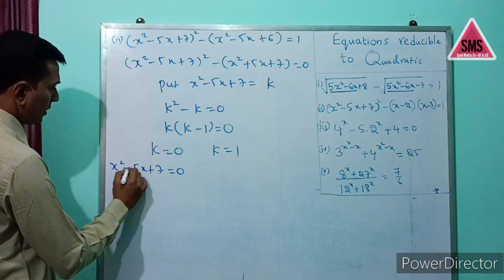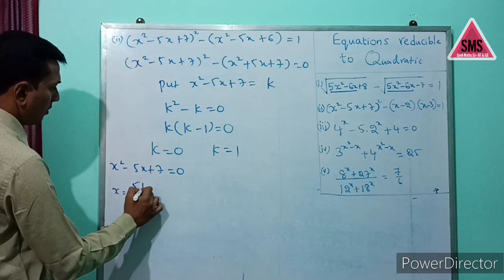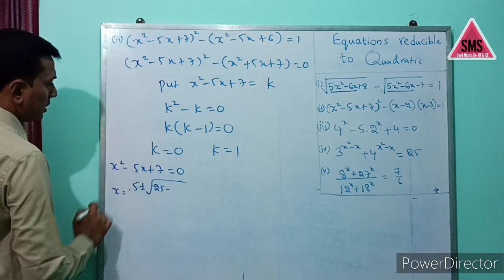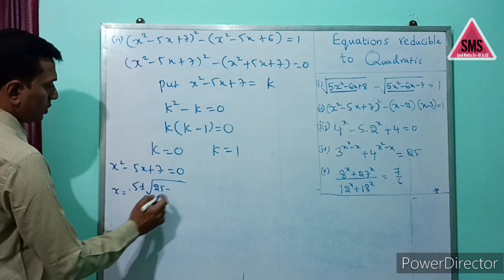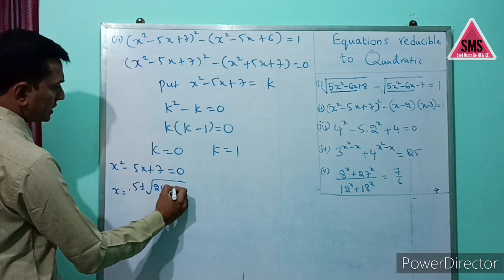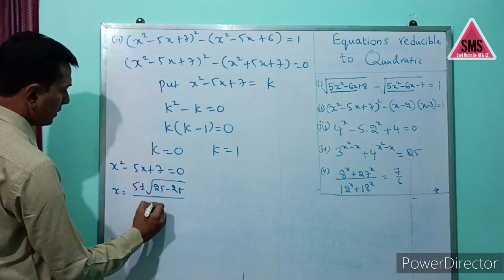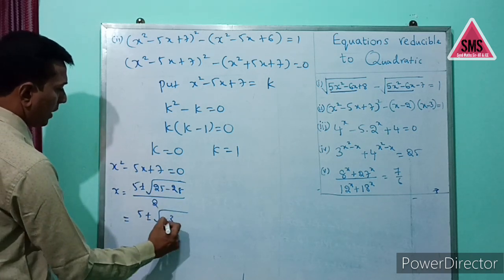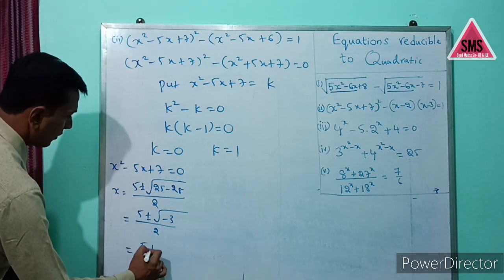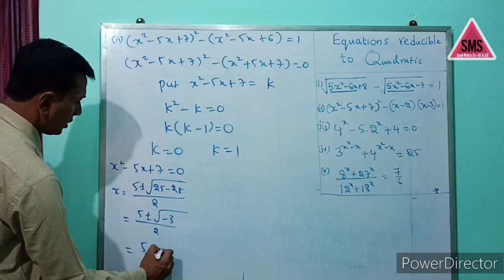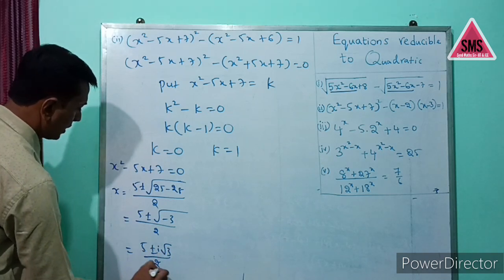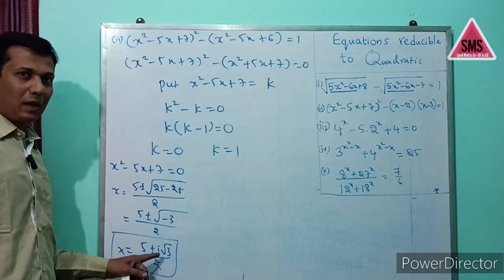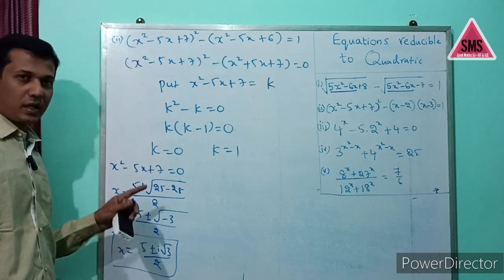Minus b, so minus of minus 5, that is plus 5, plus or minus square root of b square minus 4ac, 4 into a into c. 4 ones are 4, 4 sevens are 28, by 2a. Actually b square is 25, so you will get 5 plus or minus square root of minus 3 by 2. This square root of minus 3 can be written as i root 3. That means x equals 5 plus or minus i root 3 by 2. You will get complex conjugate roots.